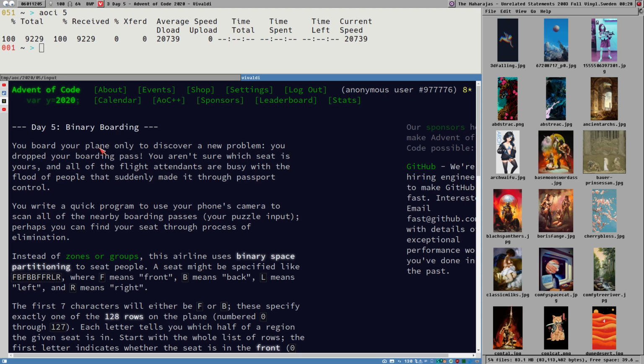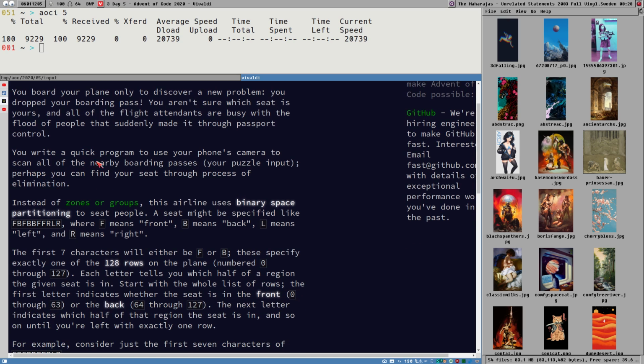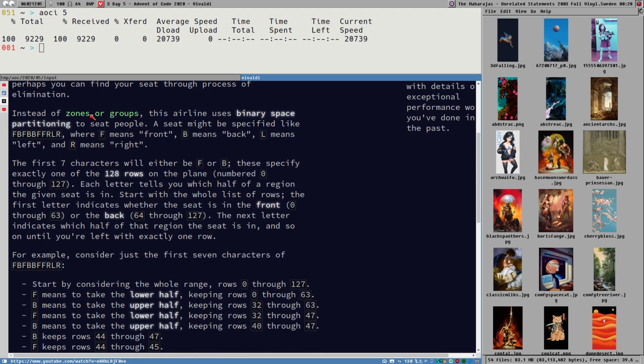You board your plane only to discover a new problem. You dropped your boarding pass. Yeah, classic. You aren't sure which seat is yours, and all of the flight attendants are busy with the flood of people that suddenly made it through the passport control. You write a quick program to use your phone's camera to scan all of the nearby boarding passes, your puzzle input. Perhaps you can find your seat through the process of elimination, instead of zones or groups.